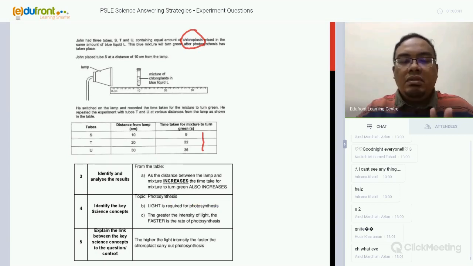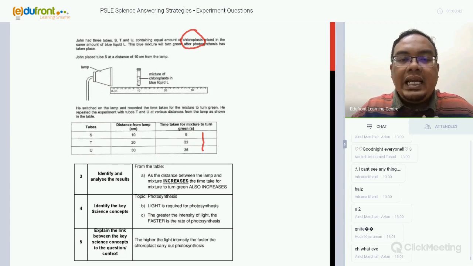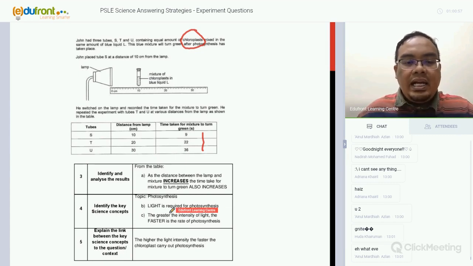Right. So what is the science concept here on the topic of photosynthesis? Let's recap. What is photosynthesis? We know that light energy is needed for photosynthesis, and you also need carbon dioxide, right? You need water for photosynthesis. But in this particular question, the component that they are testing you on is light. Okay, and you can also tell that the greater the intensity of light, the faster the rate of photosynthesis. So this is what they can conclude from this experiment.